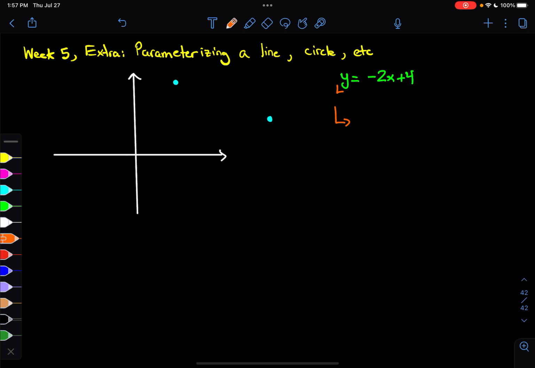instead of it being an equation of two variables, it's to write both of the variables in terms of one variable. The simplest way to parameterize something is literally something as simple as saying let x be equal to some random variable t. And if we do that, then y will be a function of t. It'll be negative 2t plus 4.